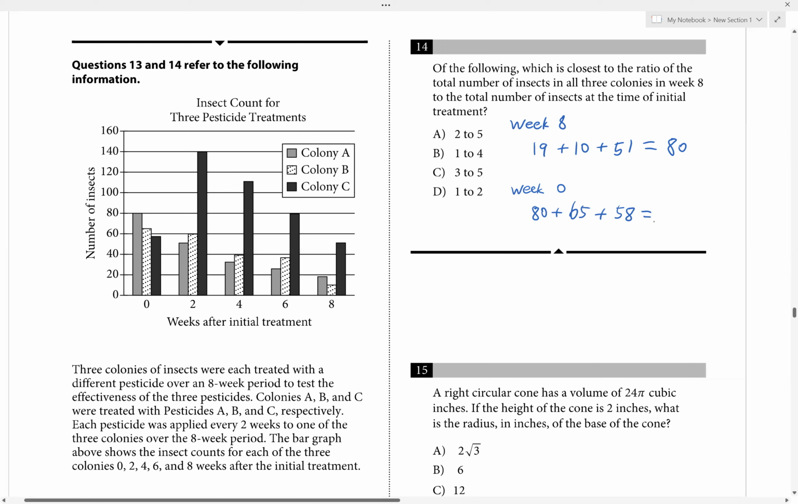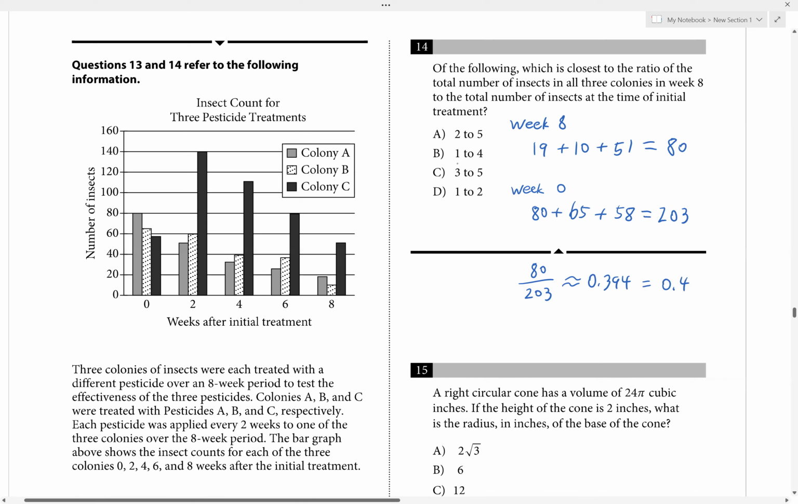Okay. Yep. And then we want the ratio of week 8's number compared to the initial number, which is week 0's number. We'll just divide them, right? So it'll be 80 over 203. This should be the ratio. We can try to simplify this a little bit. If you divide this in the calculator, it's about 0.394, which is very close to 0.4. Right, it's very close to 0.4.